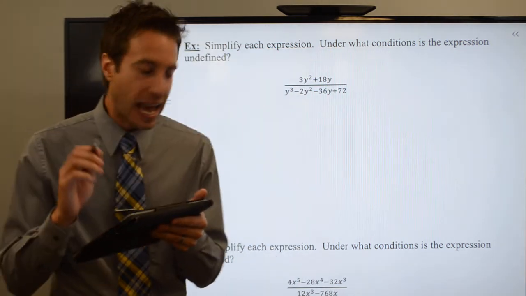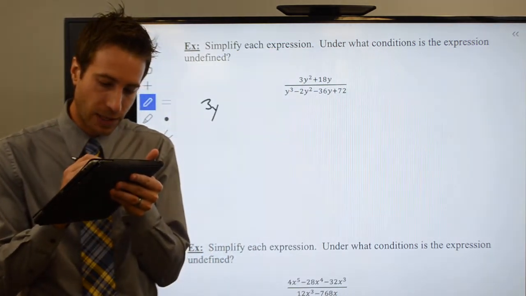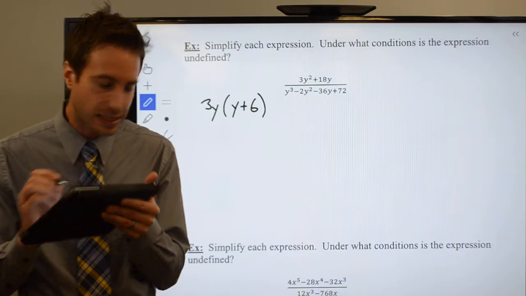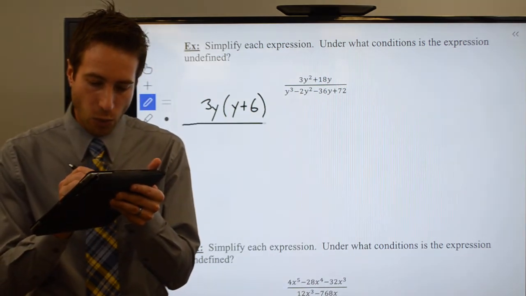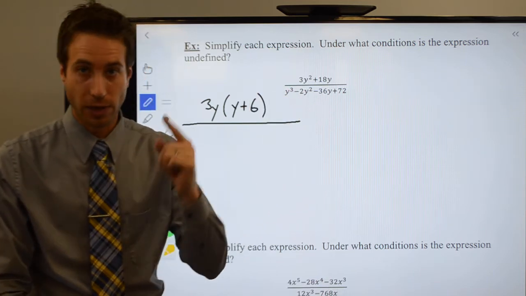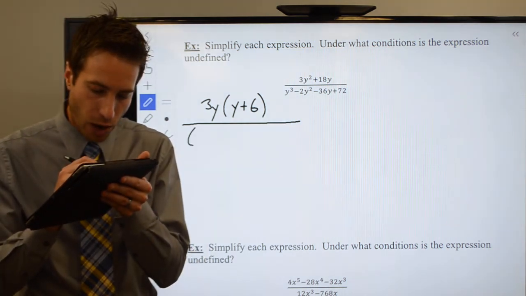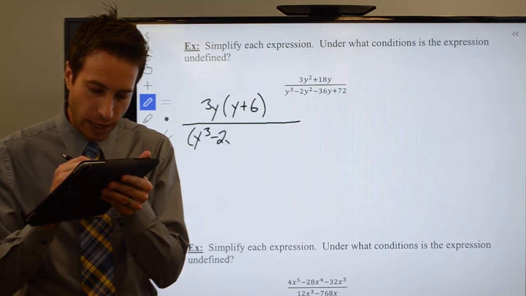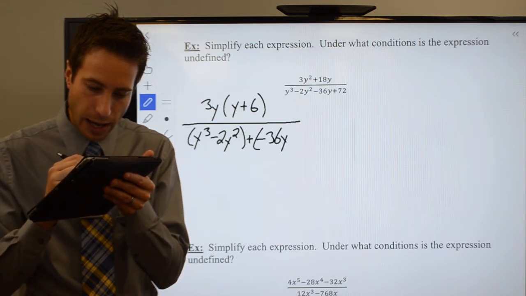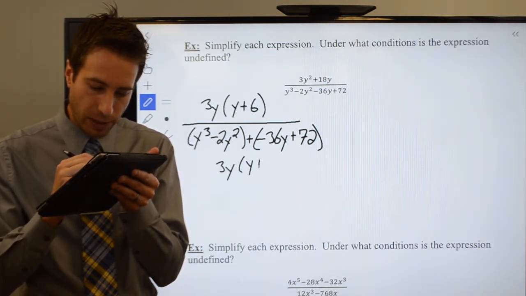Let's jump right into this one. It looks like 3y squared plus 18y, I can factor out a 3y. When I factor out a 3y, that's going to leave me with y plus 6. And then in the denominator, once again, we come across another one of these. I have a 4-term polynomial. Try group and factor. That should be your first thought whenever you have 4 terms in a polynomial. So we'll do y cubed minus 2y squared minus 36y plus 72. All right, so I keep the 3y, y plus 6.